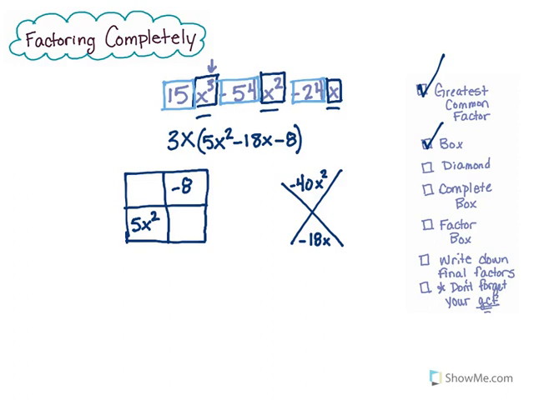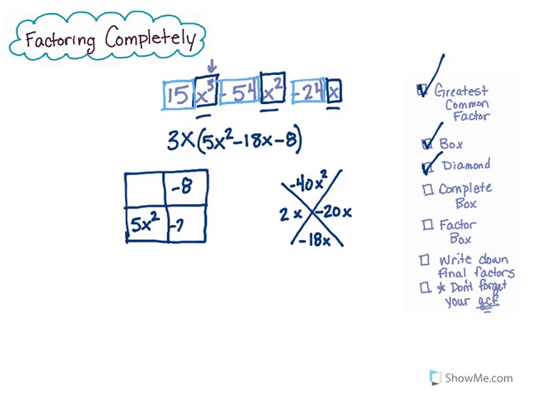Now, when I look at this, I can kind of just see what it's going to be. So 40 divided by 2 is 20. So we're going to use 2x and 20x, but we need to find which one needs to be negative. So we have a negative 18, so the larger one needs to be negative, and then if I add 2 to that, I would get 18. If I multiply these now, I would get negative 40x squared. So we did our diamond.